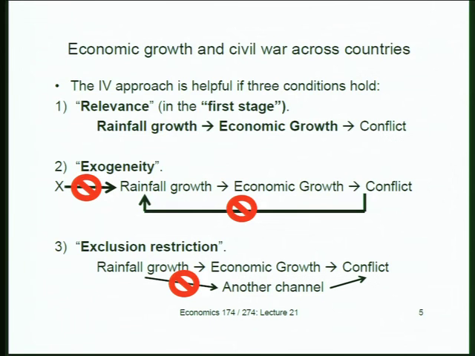And the third is the exclusion restriction, which is, for this to be a valid instrument, we need rainfall growth to affect conflict only working through economic growth and not through other channels. Now, in the last lecture, we talked about a lot of these potential other channels and why they may be a concern or may not be a concern.